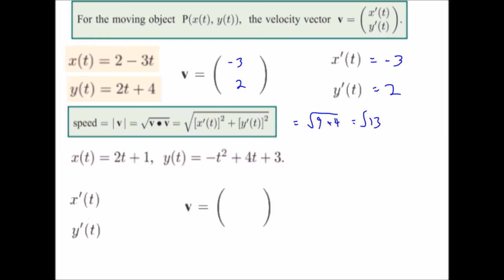So now let's look at our non-uniformly varying quantities. So once again, x is linear, y is quadratic. If we were to work out the values for x dash and y dash, x dash of t is going to equal 2, and y dash of t, differentiate this, we'll get -2t plus 4. And therefore my velocity vector is as written here.